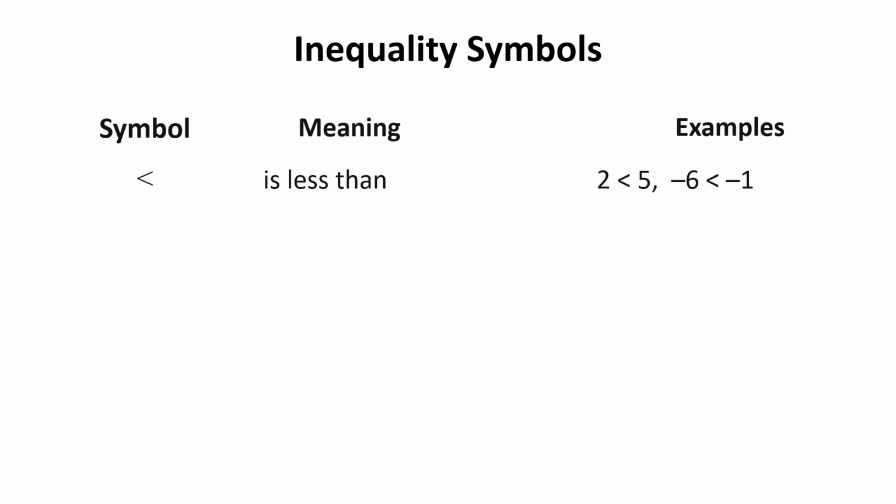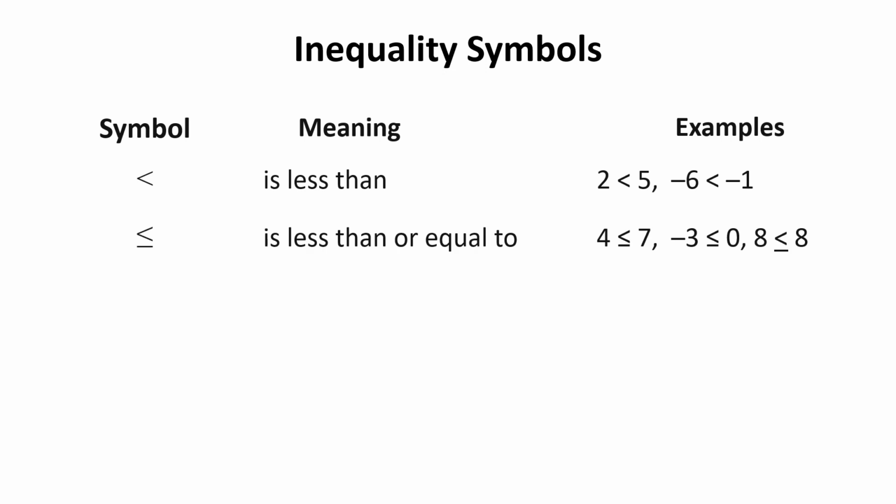So this symbol means less than. As we read it from left to right, just like a sentence, this would be read as less than. Some examples would be 2 is less than 5 and -6 is less than -1. If we put these on the number line, 2 would be to the left of 5, and -6 would be to the left of -1. These are true statements.